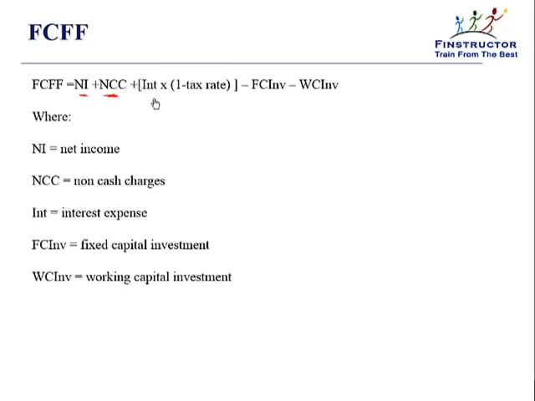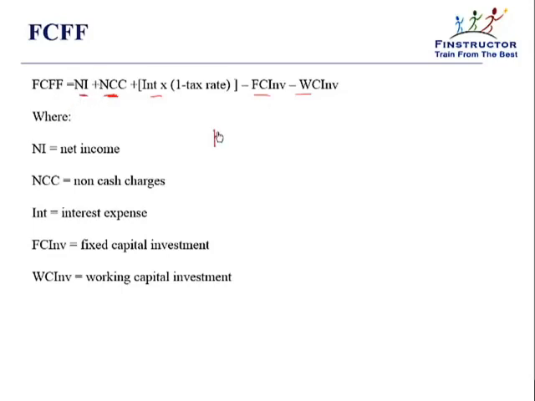We will then add back interest times 1 minus the tax rate, because net income would have already had interest deducted. But if interest was deducted, we would have gotten some tax benefit also. So we can't write back all the interest. We will have to take away the tax benefit that interest was giving. So no interest means no tax benefit also. So interest times 1 minus tax will be added back, minus the working capital investment, minus the fixed capital investment. This will be the formula for FCFF starting with net income.